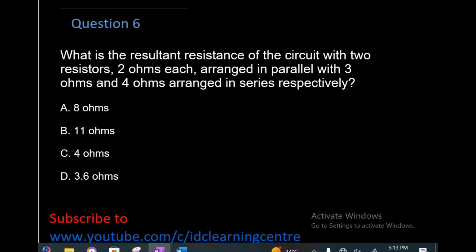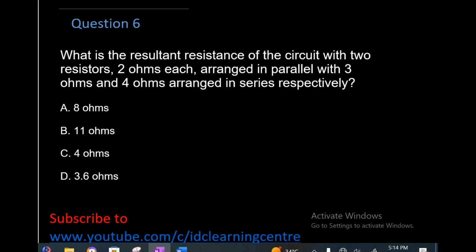Next question is question 6. What is the resultant resistance of the circuit with two resistors, 2 ohms each, arranged in parallel with 3 ohms and 4 ohms arranged in series respectively? Okay, so this question has two arrangements of resistors. We have the ones in parallel and then the one in series. Usually the best way is to start resolving the resistors in parallel so that you can add them to resolve in series. So we start with the one in parallel.